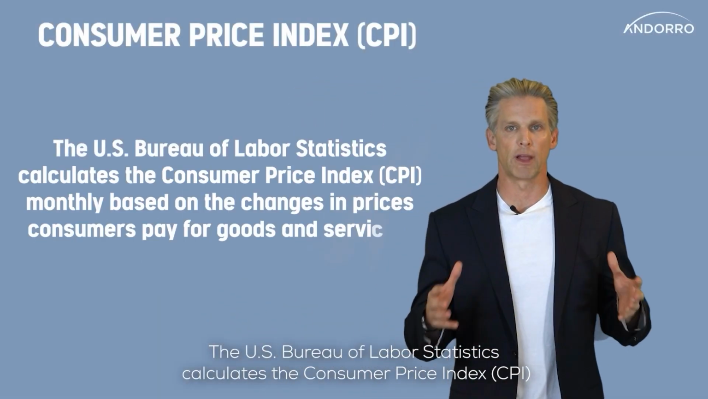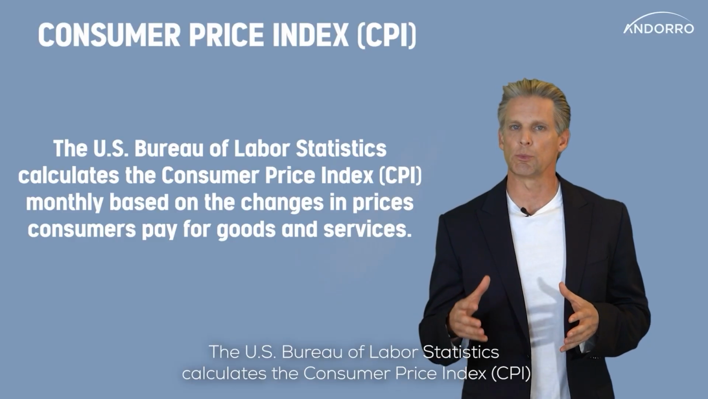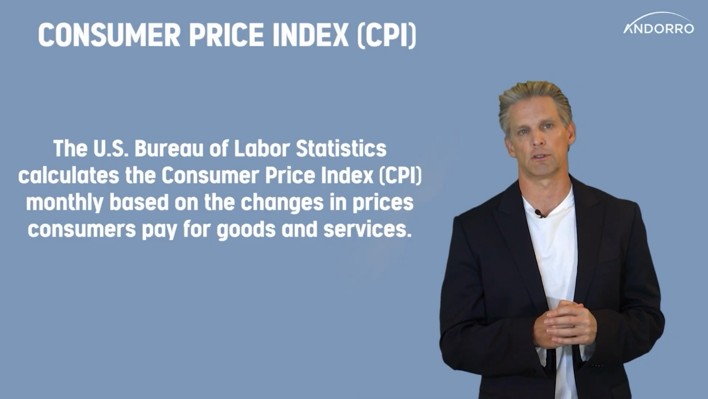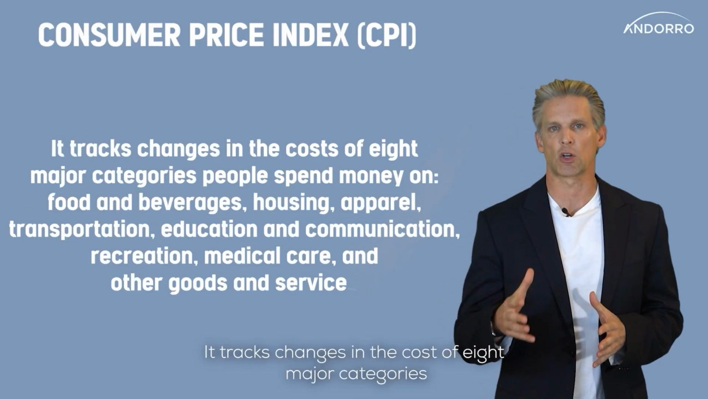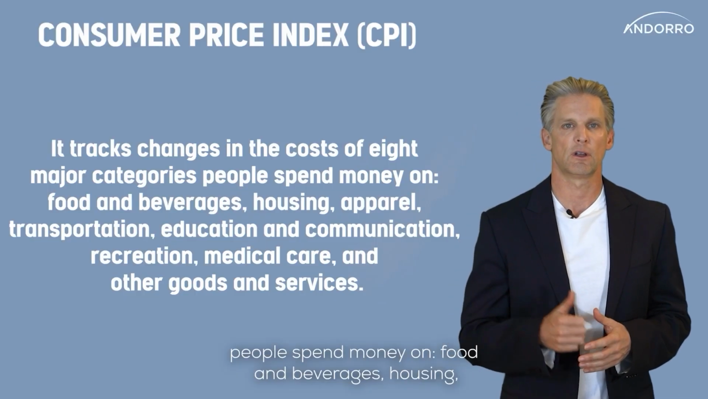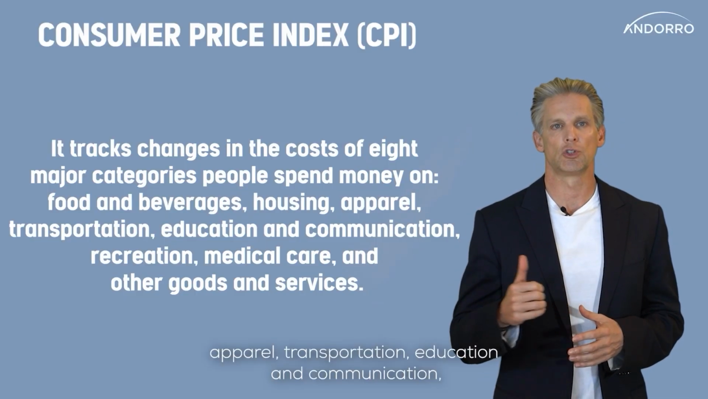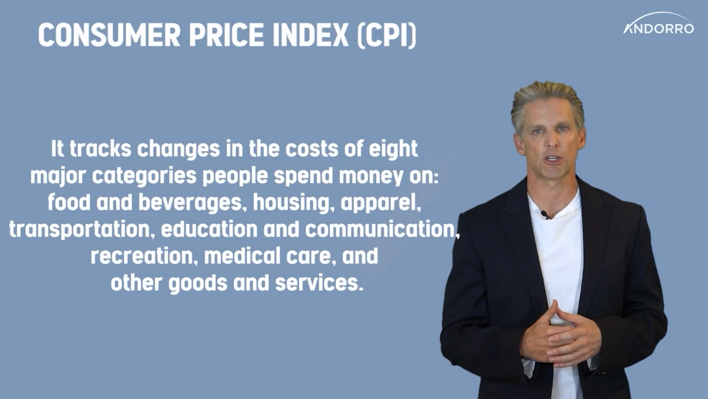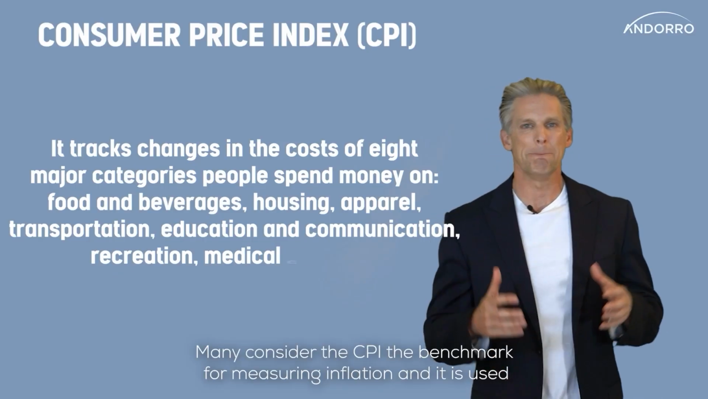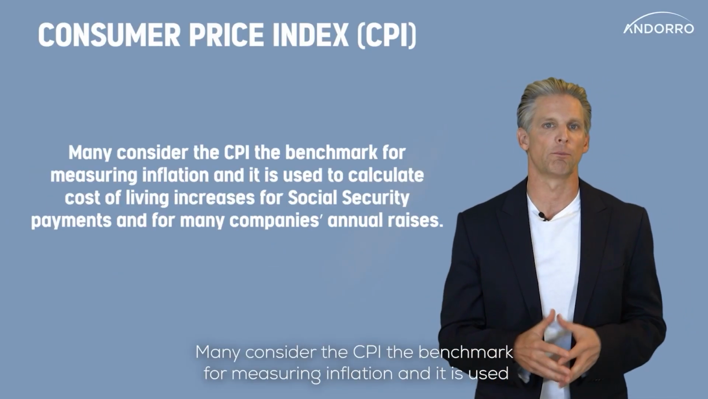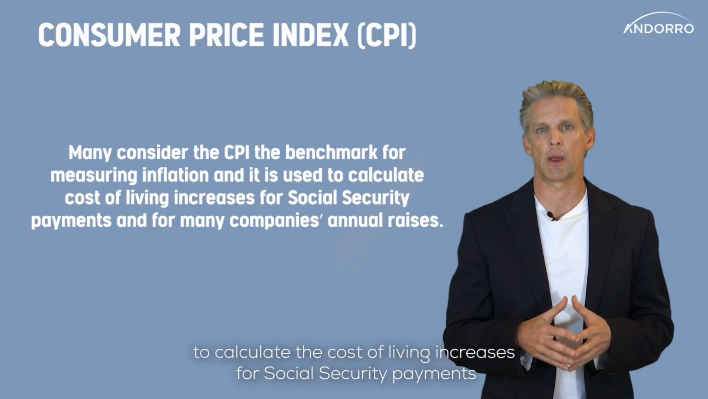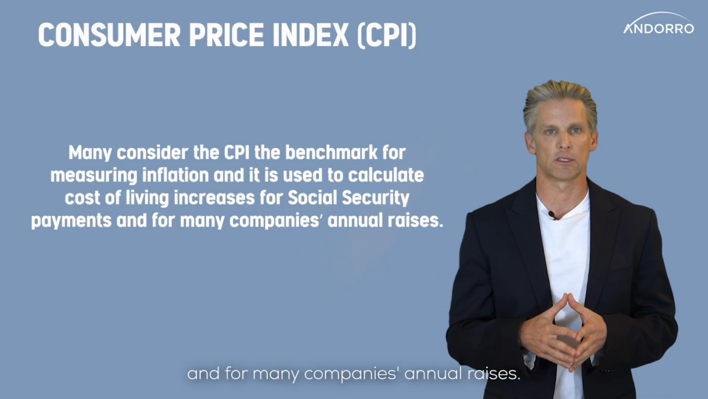The U.S. Bureau of Labor Statistics calculates the Consumer Price Index monthly based on the changes in prices consumers pay for goods and services. It tracks changes in the cost of 8 major categories people spend money on: food and beverages, housing, apparel, transportation, education and communication, recreation, medical care, and other goods and services. Many consider the CPI the benchmark for measuring inflation, and it is used to calculate the cost of living increases for Social Security payments and for many companies' annual raises.